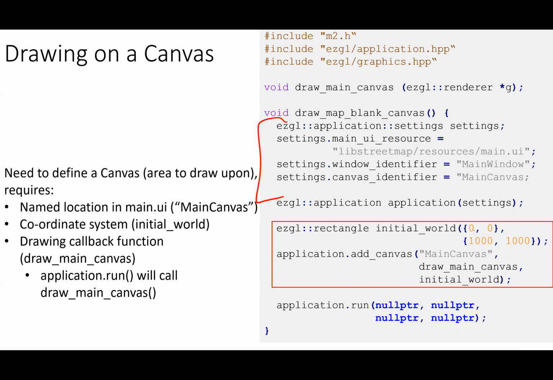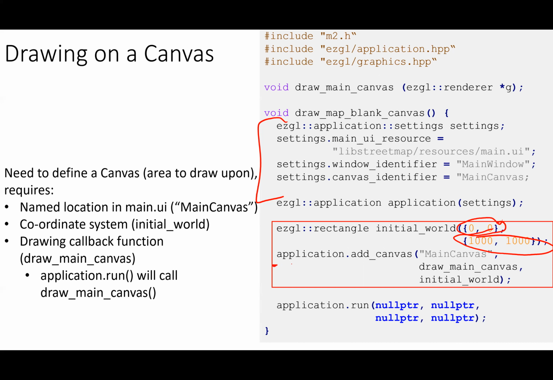There's a class in the ezgl namespace called rectangle. So we're saying I want a rectangle. I'm going to call it initial world. And I'm going to initialize that rectangle with 2 points. The lower left point is 0, 0. And the upper right point is 1,000, 1,000. Okay, so I've got a rectangle from 0, 0 to 1,000, 1,000.